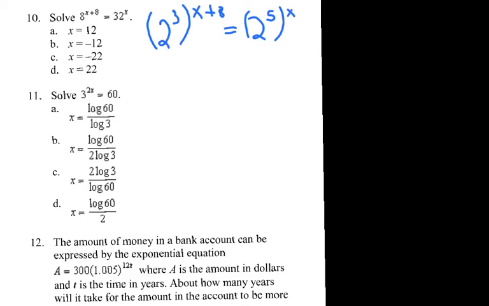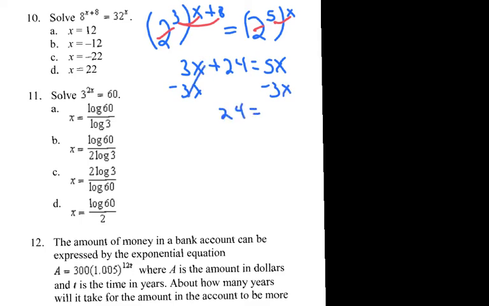So now we can cancel the bases. They're the same. And you are going to distribute, multiply here. So the big idea is just to get rid of the bases. We have 24. Solve for x. So we subtract 3x from both sides. Divide by 2. And we got 12. Cancels. So the answer is A.